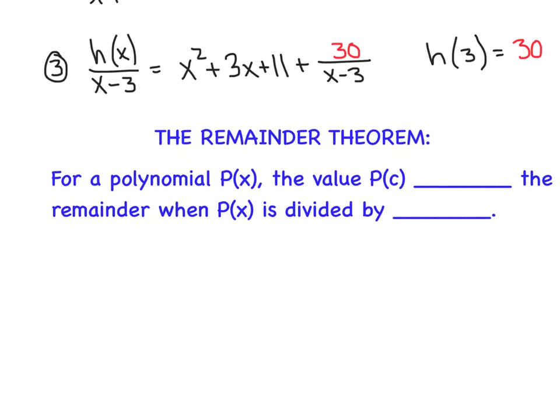Well, we call this the remainder theorem. And here's what it says. For a polynomial p of x, the value of p of c, which corresponds to our h of 3, is going to equal the remainder when p of x is divided by the linear factor x minus c. That's what the remainder theorem says. It guarantees that they're equal to each other.